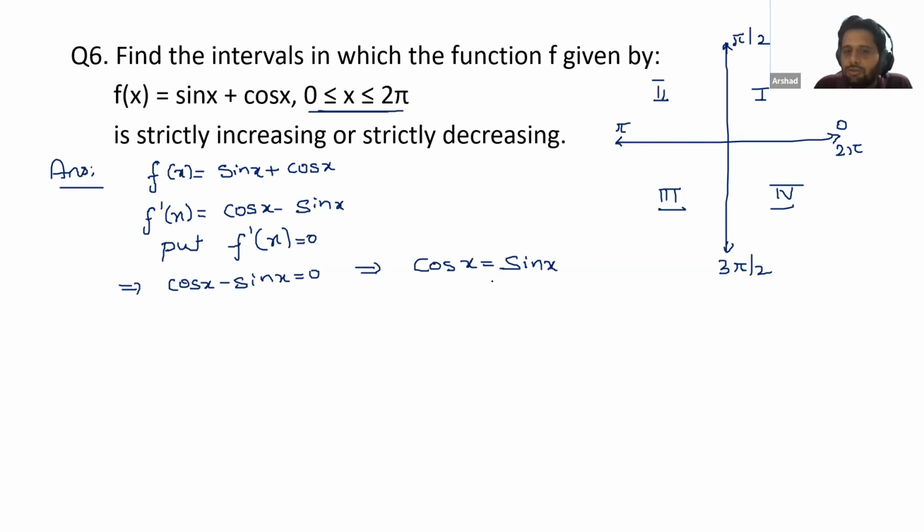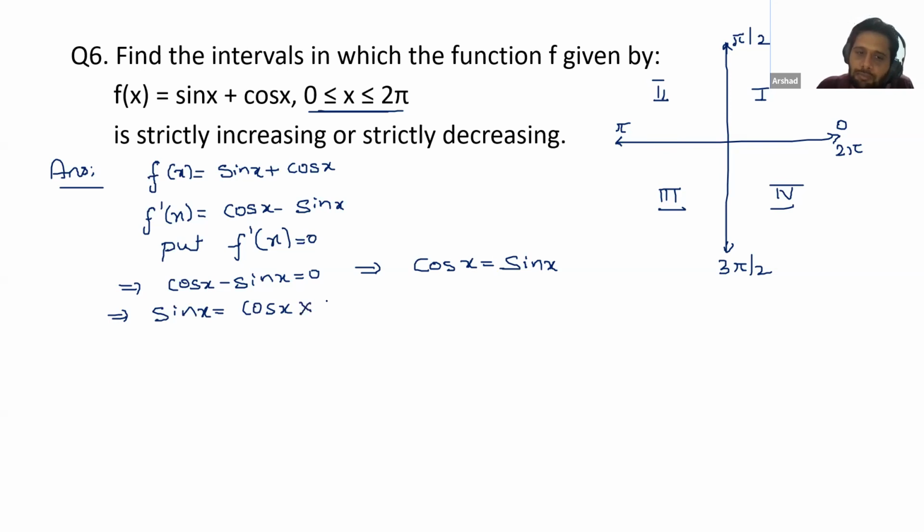But I will not suggest you to find the critical points at this stage. It will become complicated, and it is not possible for us to find the critical points conveniently at this stage. So what we will do, we will write sine x is equal to cos x. This is the same thing. Cos x is equal to sine x, or sine x is equal to cos x, is the same thing.